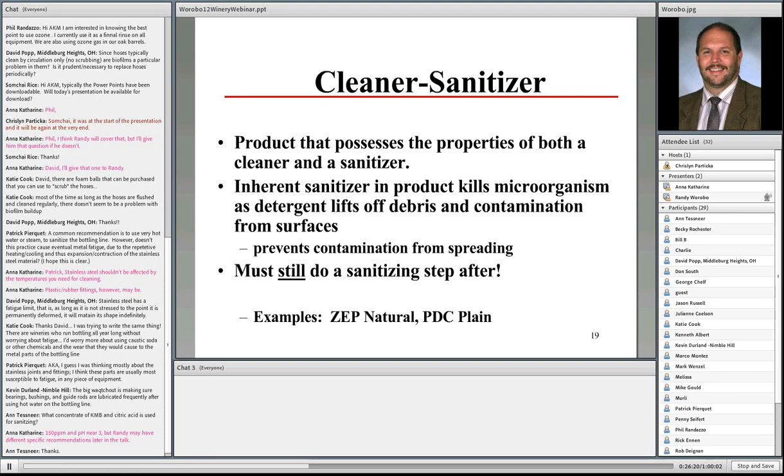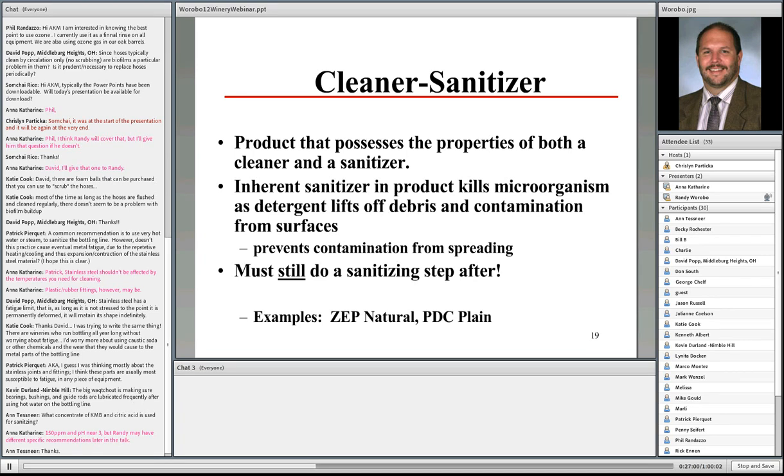Now, at the same time, you can have what are called cleaner sanitizers. As you have the detergent that lifts off the dirt, you have in combination a sanitizer that, as it's lifted off, kills off any microorganisms that are associated with the dirt. It's the combination of a cleaner and a sanitizer together. And what this does is it prevents any contamination from being spread anywhere else, because as you're lifting off the dirt, you're lifting off the microorganisms, and it could be spread to other parts of the winemaking equipment.